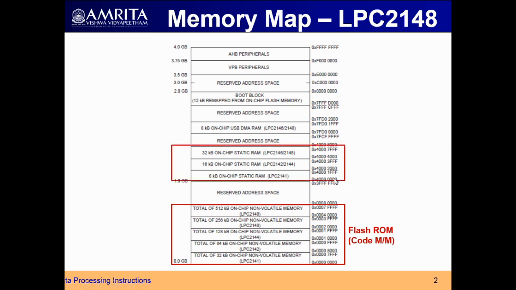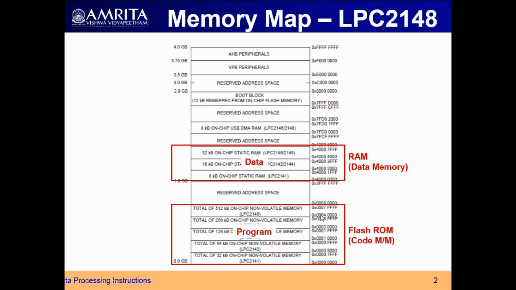Then from 4000 0000 to 4000 7FFF, you have on-chip static RAM. This area is used for storing the data, so this is known as the data memory. And RAM, you already know, is a volatile memory. So once the power is not there, the data will get erased. So this area is used for storing data and the other area is used for storing program.